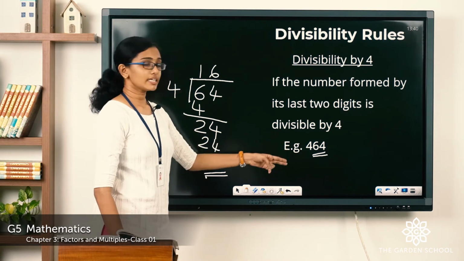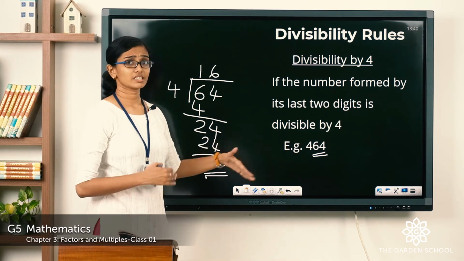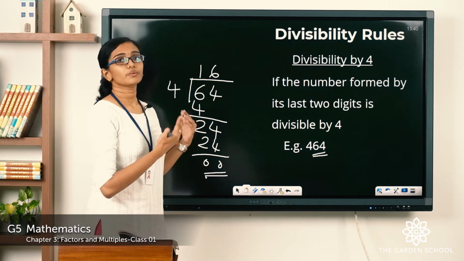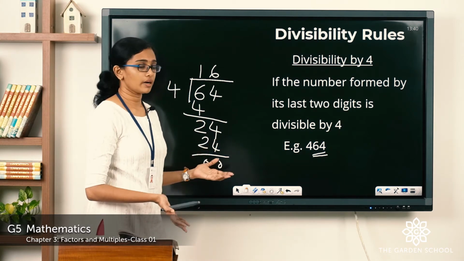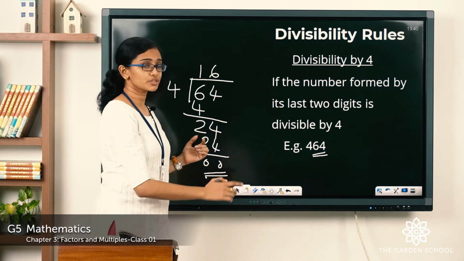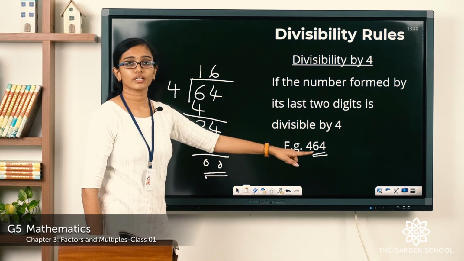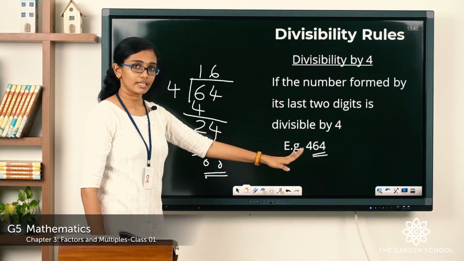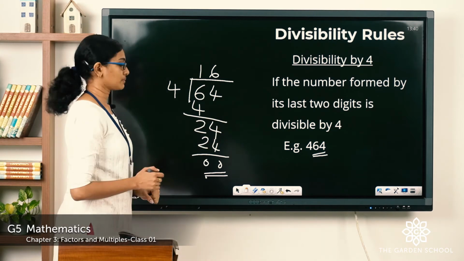See, since this is a 3-digit number, you won't feel it's giving much help. But what if it was an 8-digit or 9-digit number? You don't really have to do the whole division. Just check the last 2 digits and make sure it's divisible by 4. If that's the case, the whole number will be divisible by 4.